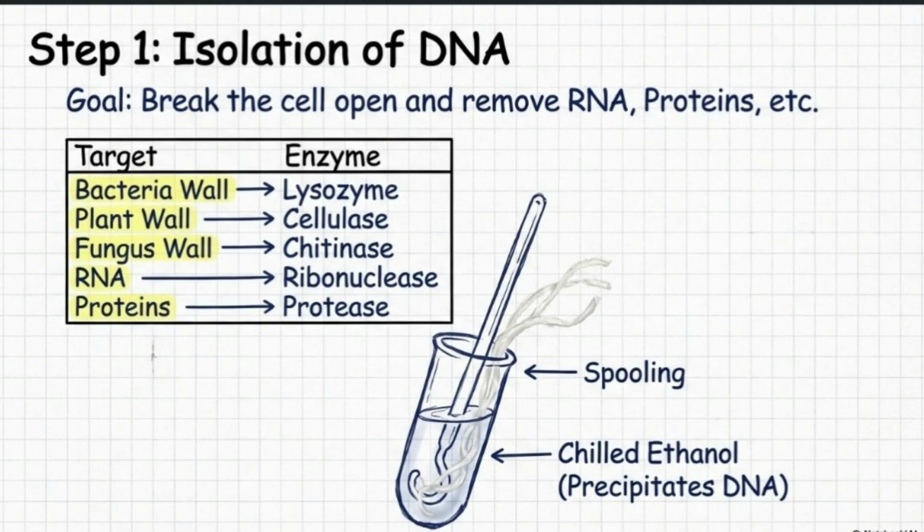To remove RNA, we add ribonuclease. To remove proteins, we use protease. After removing all these components, we add chilled ethanol. Chilled ethanol helps in precipitating the DNA, which means the DNA separates out from the solution. Finally, the DNA can be collected by a process called spooling, where the DNA strands are wound around a glass rod. And that completes Step 1: Isolation of DNA.